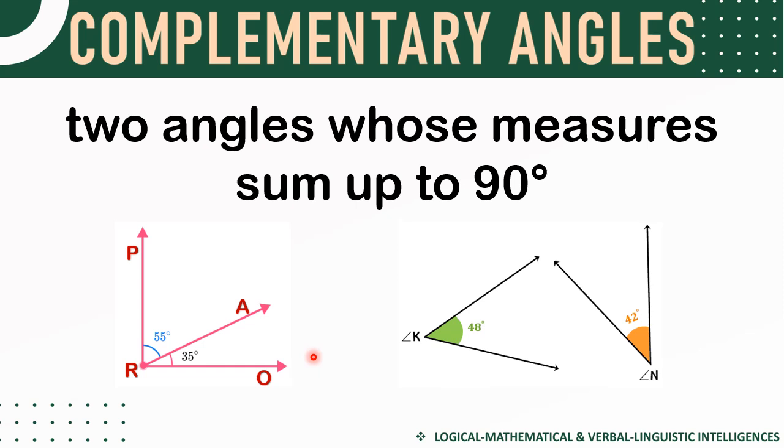Another example, we can also have angle K and angle N, which also sum up to 90 degrees. So 48 degrees plus 42 degrees, that would be 90 degrees. So definitely, this is a pair of complementary angles as well.